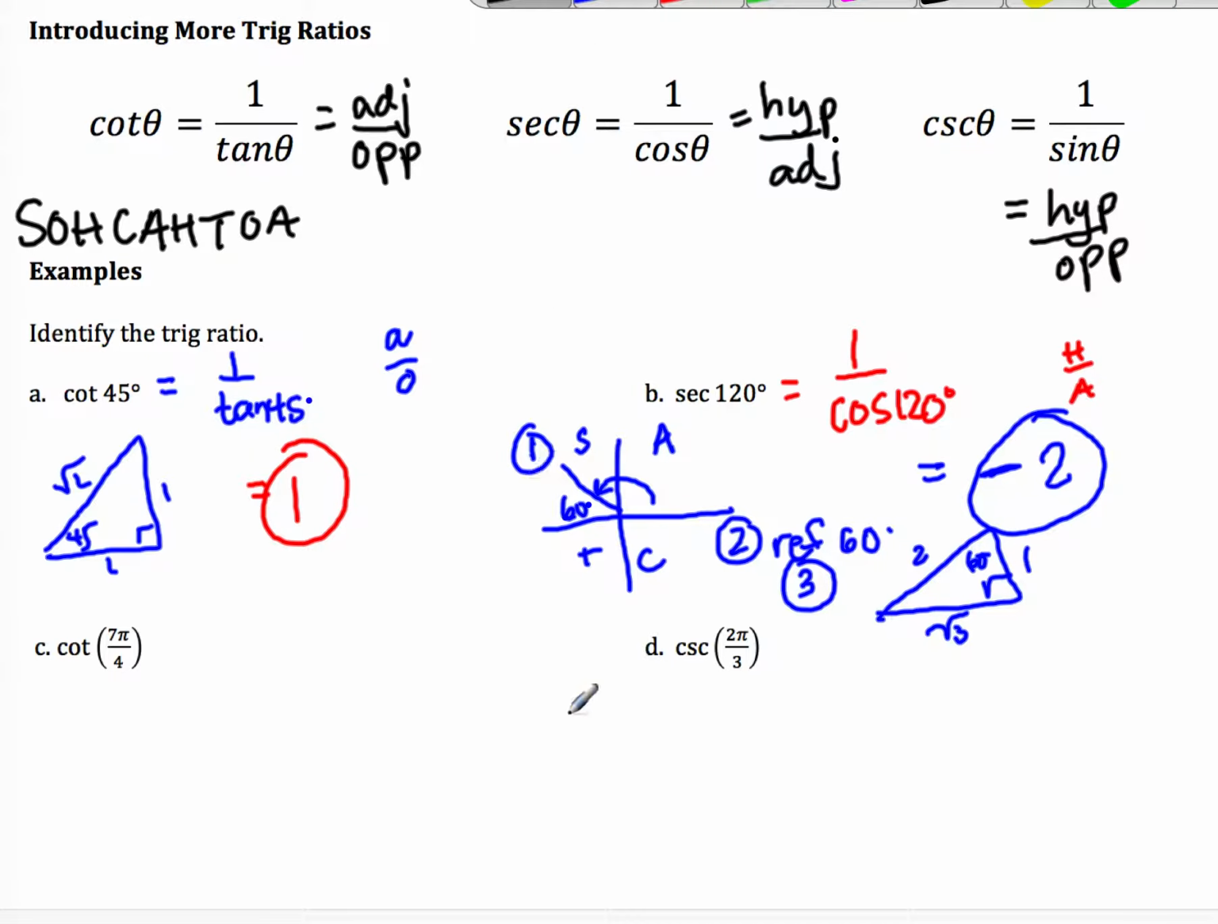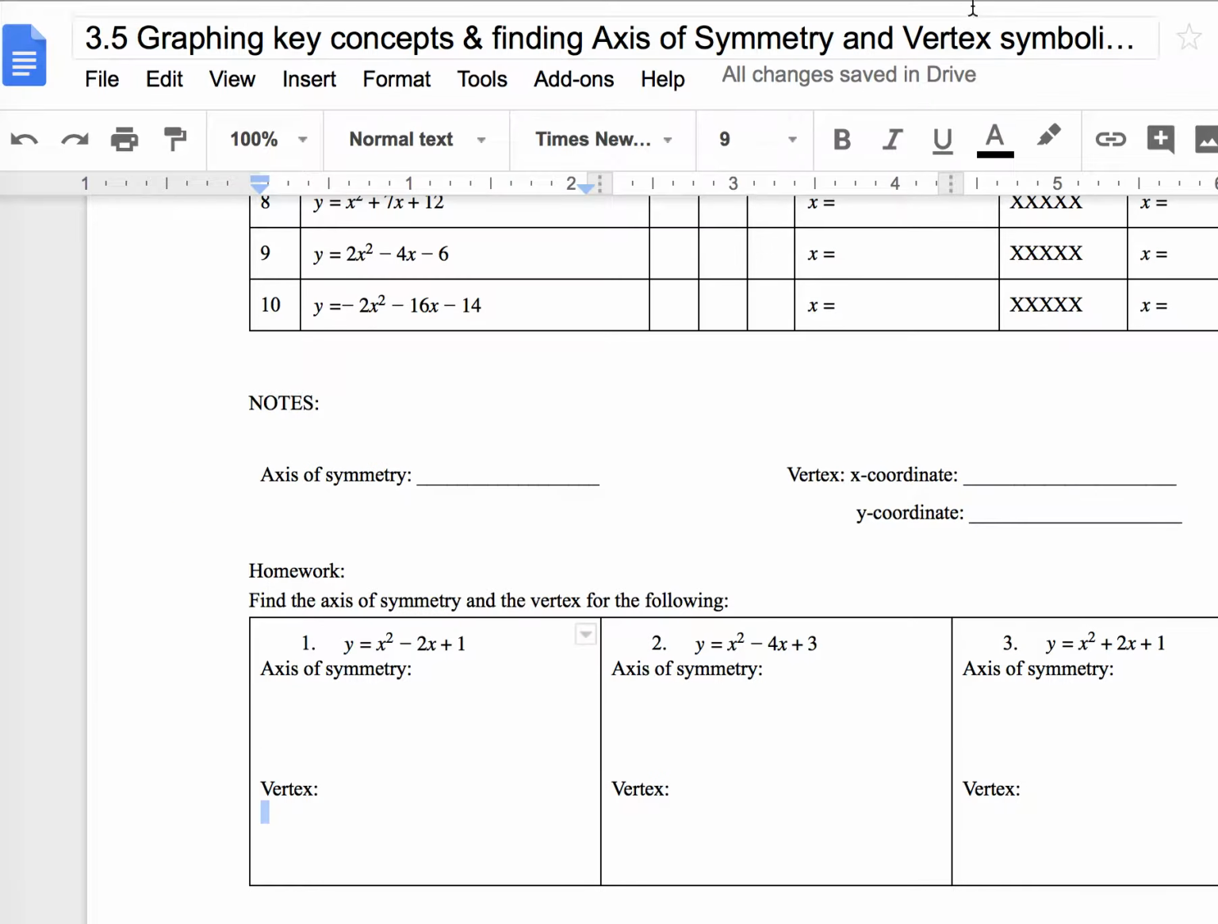Moving on down here to our, oops, sorry about that. Let's see if we can get back to where we need to be.